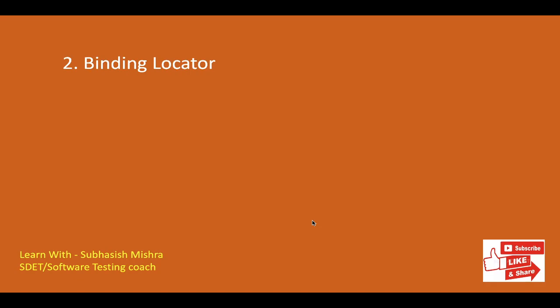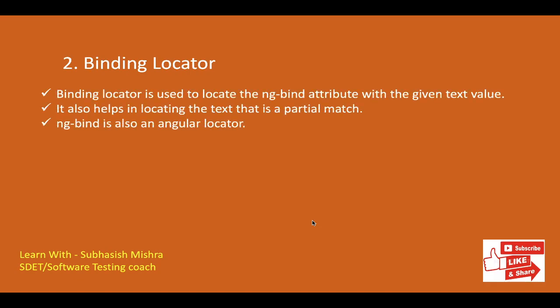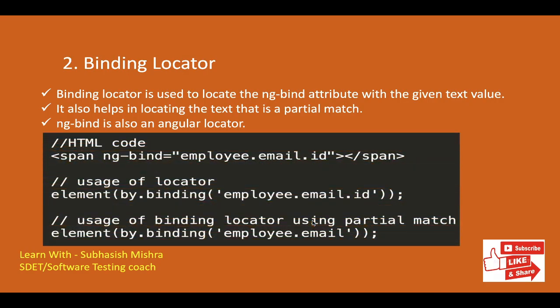Then the next locator is binding. The binding locator is used to locate the ngBind attribute with the given text value. It also helps in locating the text that is a partial match. If there is an attribute that has some matching with a given locator, then this element will be found by this locator, so the relevant matching elements are returned.